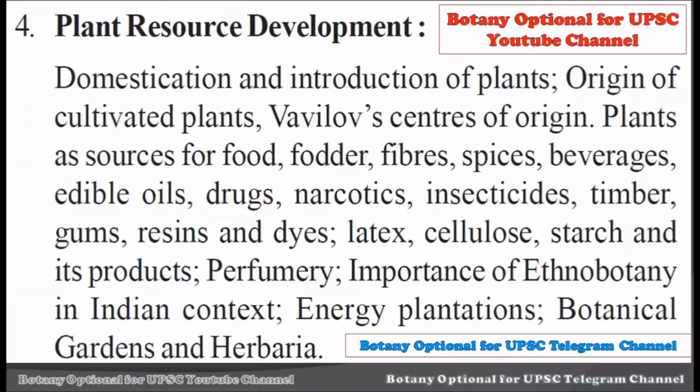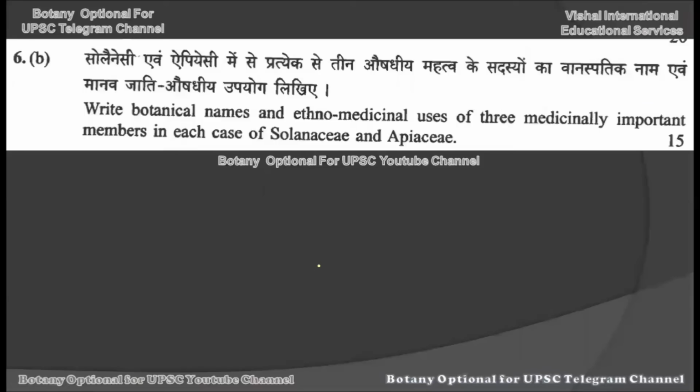Okay, now consider this is your syllabus. We are dealing with paper number 1 and chapter number 4, that is plant resource development, and here the importance of ethnobotany in the Indian context. Now, why are we doing this lecture series? Because of this particular question. See here, the UPSC asked in the ICS 2020 mains that you have to write the ethnomedicinal uses of the Solanaceae and the Apiaceae plant families. So the UPSC can go for any type of plant family, and that is why we have to cover each and every family given in the UPSC mains syllabus.